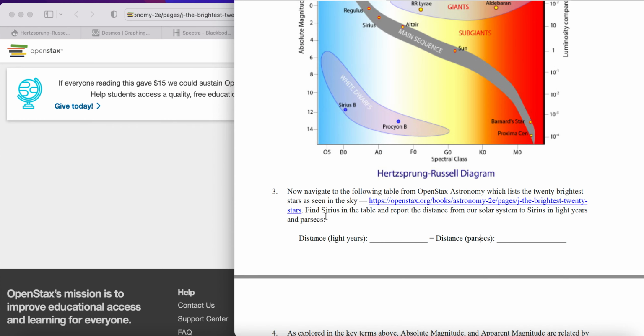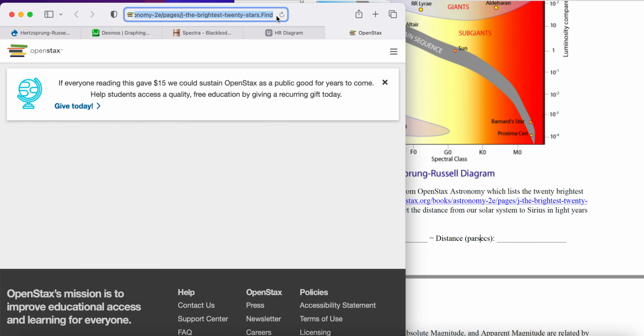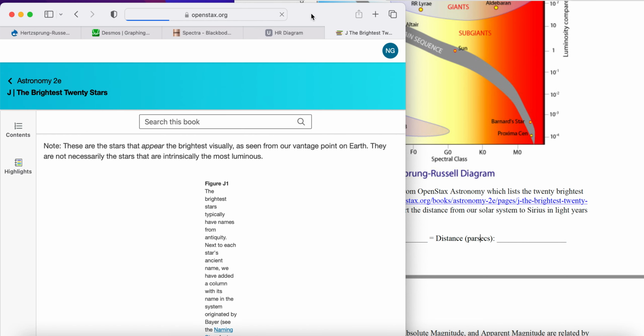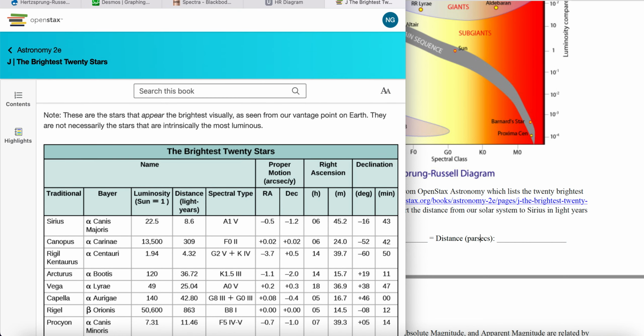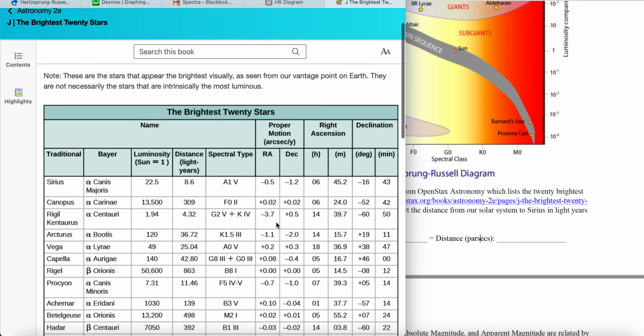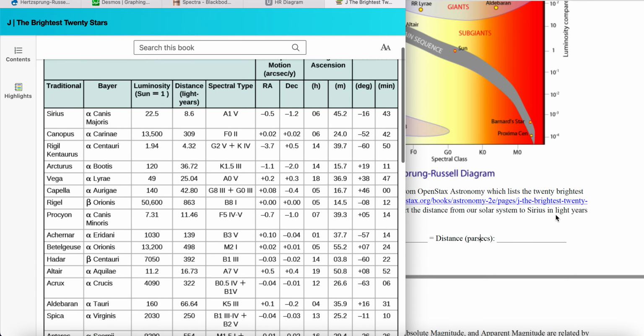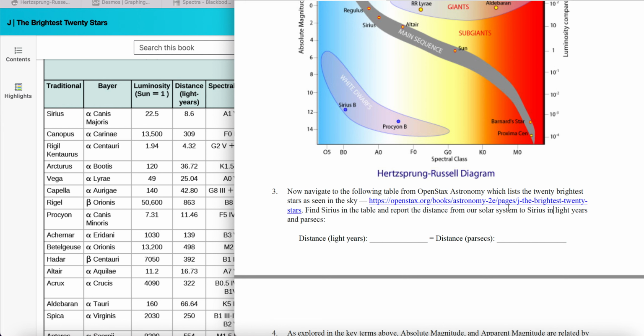I'll show you back over here. You can see that the next sentence starts with "find Sirius," but when I clicked on the link, it's actually trying to include the word "find." So I'm going to manually delete that, as well as the period, and then re-navigate over here, and that'll take us to the right place. So here we are in the appendix of this open source textbook, and you're asked to find Sirius.